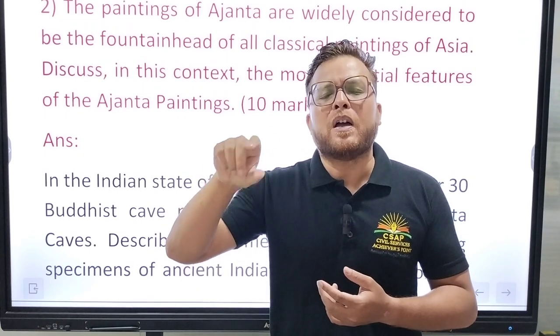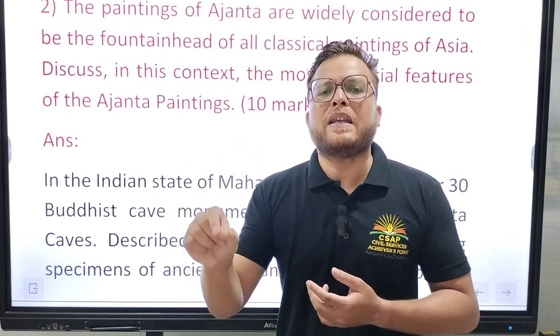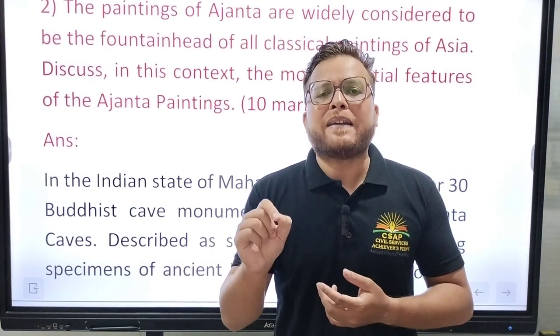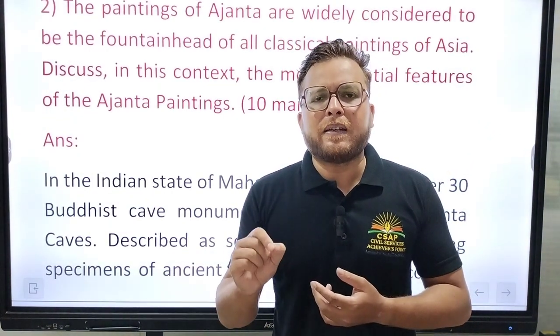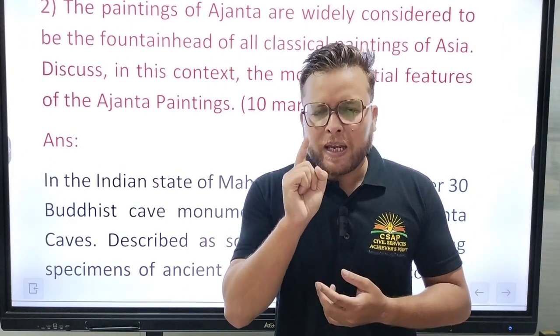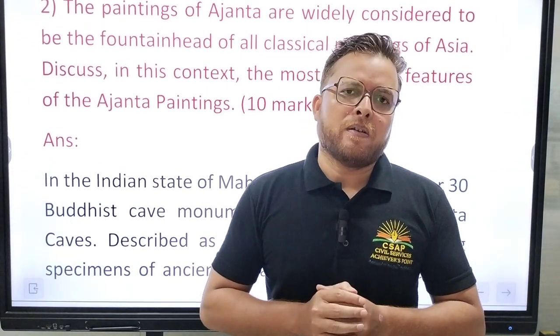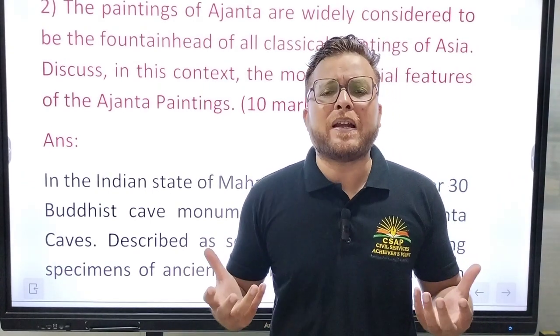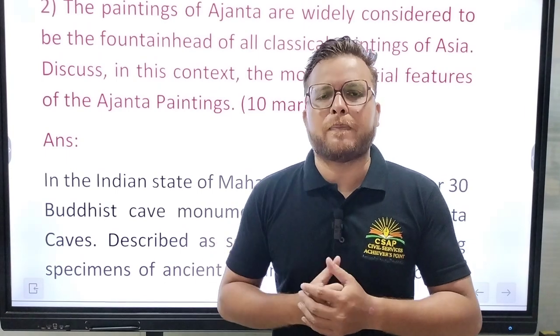They did not use scales, or any other device to get the painting right. So Ajanta paintings are an example of what? Freehand painting. That is the first important feature. The second important feature is that Ajanta paintings are known for their naturalism.